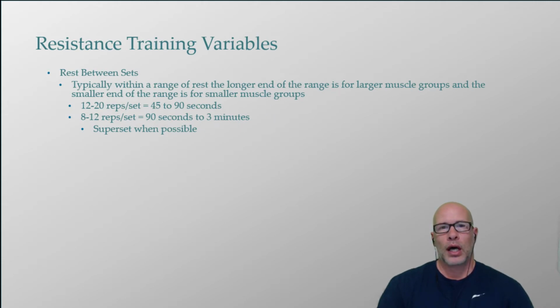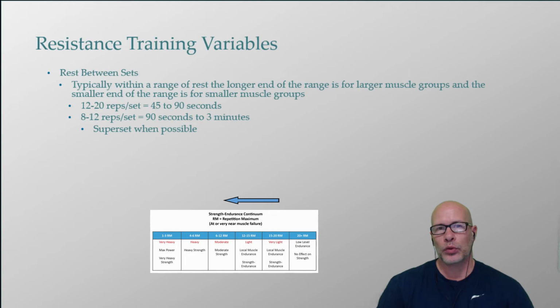But when you're in the higher repetition ranges like 12 to 20 repetitions per set, where the adaptation that's occurring is primarily local muscle endurance or strength endurance, you actually want your rest periods to be fairly short because you're asking your body to respond for local muscle endurance and you want to force it to have to adapt to fatigue.